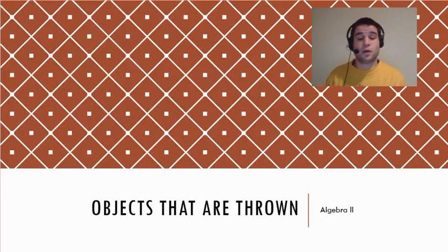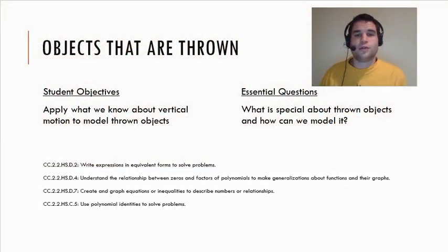In this lesson, we'll expand a little more on vertical motion and talk about objects that are thrown. Our student learning objectives for this lesson: apply what we know about vertical motion to model thrown objects. Essential questions: what is special about thrown objects and how can we model it? And below, you see the Common Core standards.